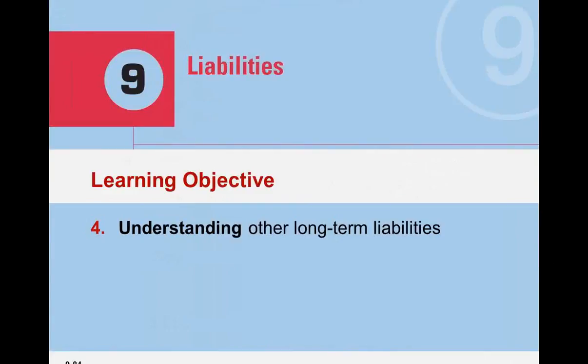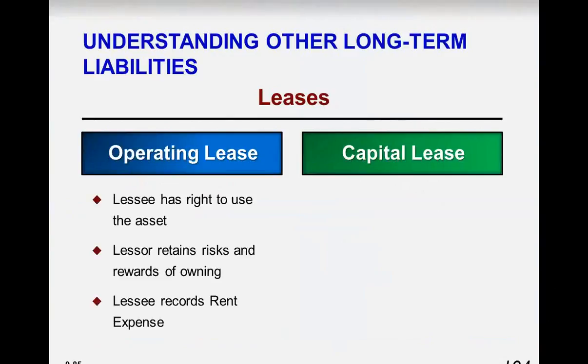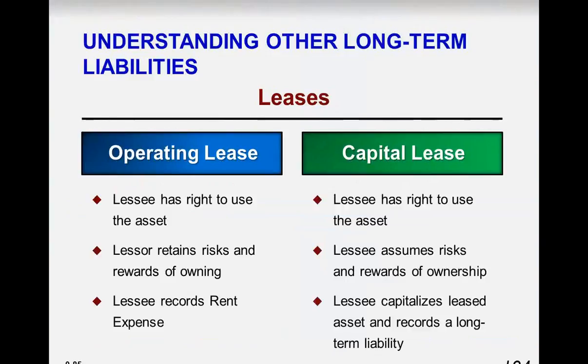And then a few other long-term liabilities that we may want to talk a little bit about. One of those is the difference between long-term leases or capital leases versus operating leases. Operating leases are probably how you rent your home. You sign maybe a year's lease, but you pay your rent monthly. A capital lease has a few other items entailed in that. So with an operating lease, you have the right to use the asset. The owner of the property takes the risk and the rewards of owning that property, and the renter, or the lessee, records the rent expense.